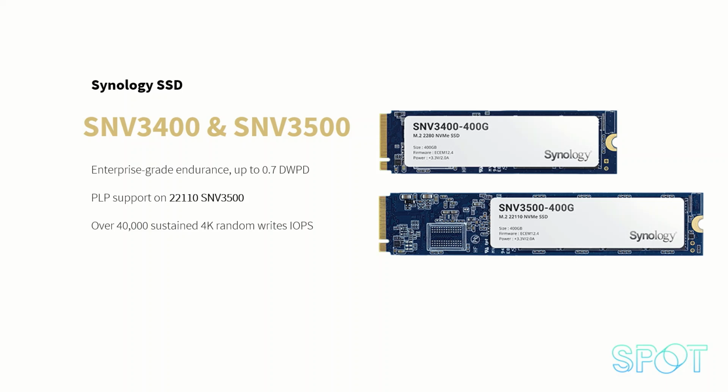The SNV 3400 is an M.2 2280. So this is in the M.2 form factor and is 22mm wide and 80mm in length. However, the other SSD, the M.2 22110, is again 22mm wide, but it is 110mm in length. Both of these sustain 40,000 4K random IOPS with a latency of sub 35 milliseconds in testing.